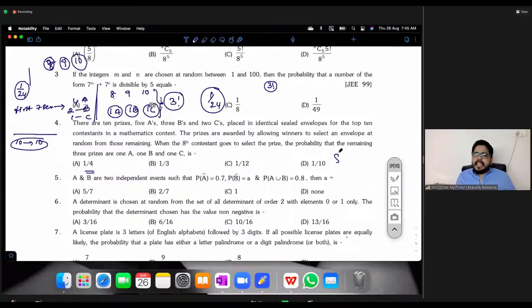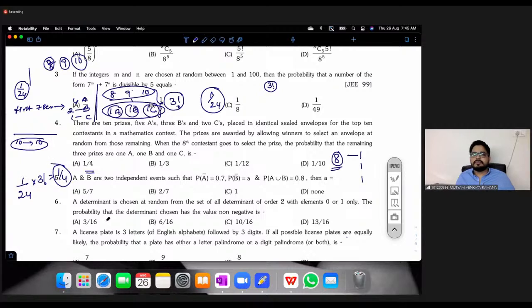What is the thing? When the eighth person is about to select, if he is having 1A, 1B, 1C. So the 8th, 9th, 10th, 3 people are there. There are 3 distinct prizes, which can be arranged in 3 factorial. So whatever we got so far, 1 by 24 into 3 factorial is equal to 1 by 4. Okay. But writing this should be a bit more clear.